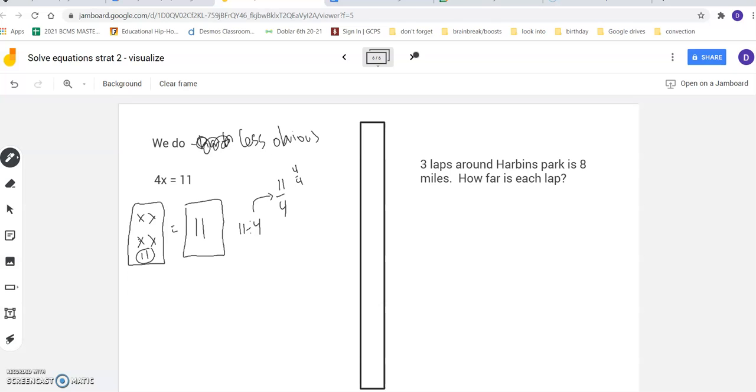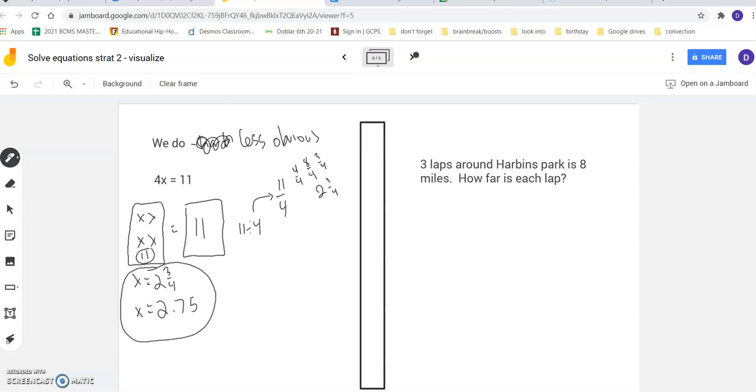And let's see, 4 fourths makes 1, 8 fourths makes 2, 12 fourths makes 3. I don't have 12 fourths, so I'd have 2 from the 8 fourths and another 3 fourths left. So x equals 2 and 3 fourths. If you put 11 divided by 4 in a calculator, x would equal 2 and 75 hundredths. Those are the same answer right there. So the visual strategy helps when it's not perfectly quite so obvious.